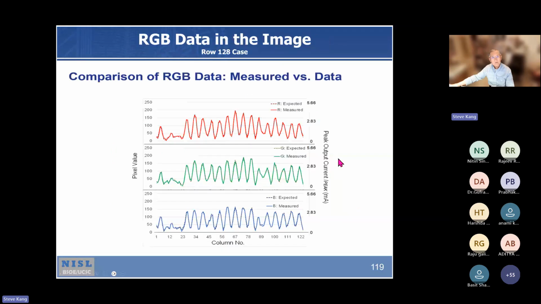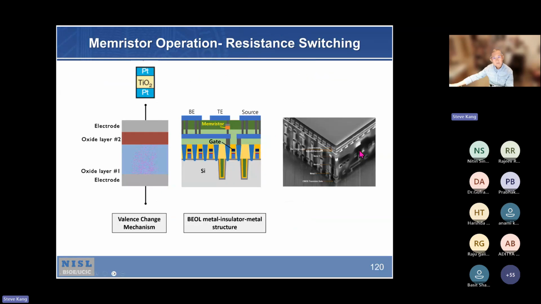Yeah, so this shows expected versus measurement. Measurement is the solid line, the dotted line is the expected value, and there is a pretty good match between the red, green, and blue components. So this is a novel application using the frequency-dependent characteristic of a Memristor. You can code input according to the frequency, and then do the filtering and get the output, processing using a Memristor, for instance. This again shows Memristor operation, resistance switching.